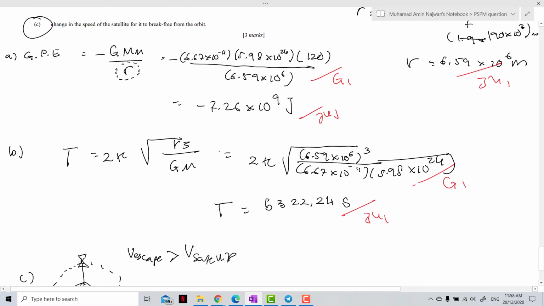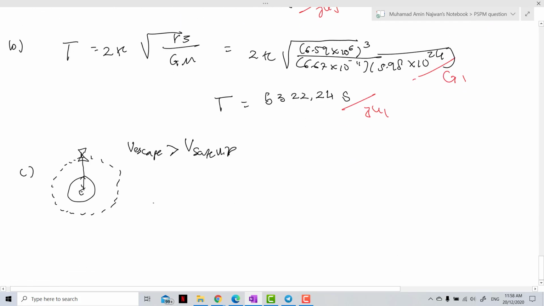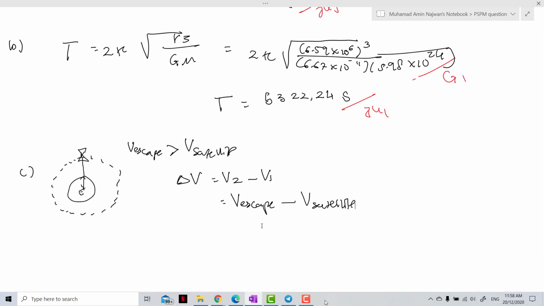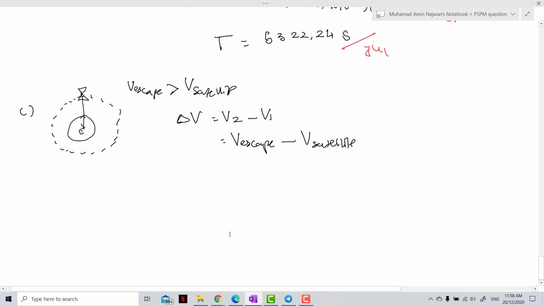So soalan sekarang ni minta change in speed of the satellite for it to break free from the orbit. So kita change in speed is delta V sama dengan V2 minus V1. Apakah V2 and V1 here? Sebab satellite kita tak break free lagi daripada Earth kita, kita punya V2 ni is actually V escape. Kita punya V1 ni is actually V satellite. So you need to find the individual component of the escape velocity and also the satellite speed to get the change in velocity.